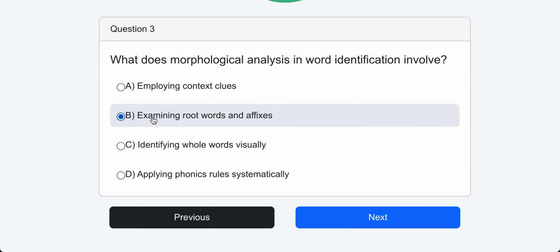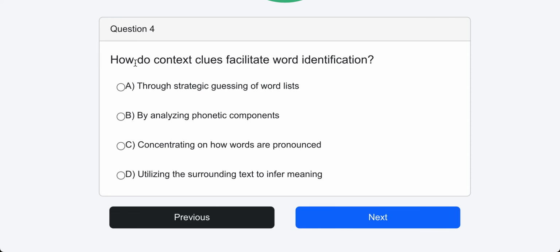Is that what you got too? This one reads, examining root words and affixes. Remember, an affix is either a prefix at the front or a suffix in the back. All right, moving on to question number 4. This reads, how do context clues facilitate word identification?